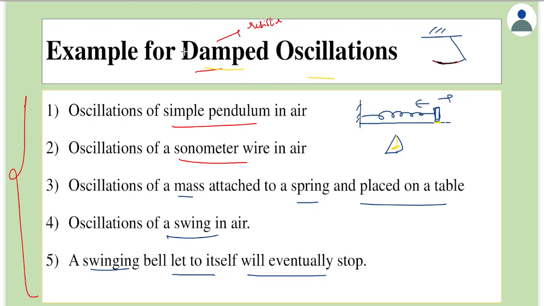Now, damped motion is not true only for oscillations. Dampness is present everywhere. Even if a rocket is launched through the atmosphere, it's not an oscillatory motion, just a linear motion. Even here there will be energy lost.